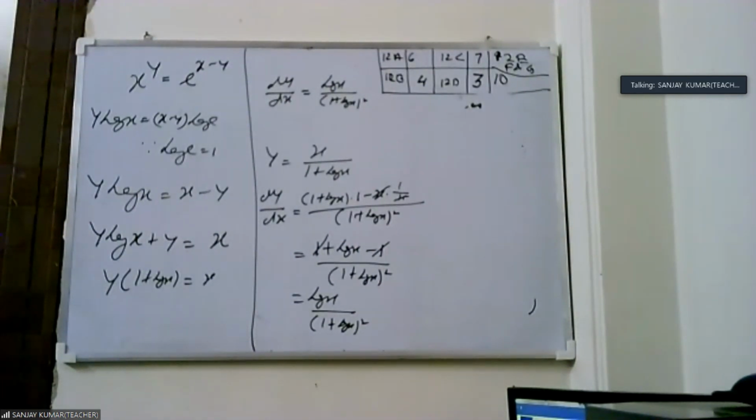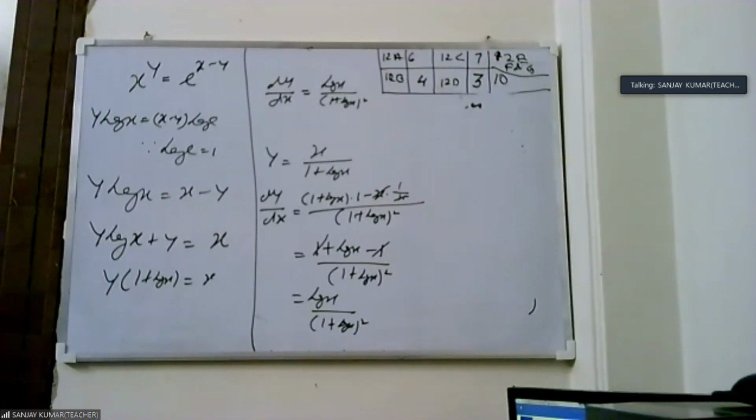So please repeat this question. Yes, Asher is asking, please repeat this question. Look, this is the question: dy by dx is log x upon (1 plus log x) whole square. This is the answer. It is x to the power y, and it is a question of log. This is clear, because you have power in the form of y, therefore we are applying log.